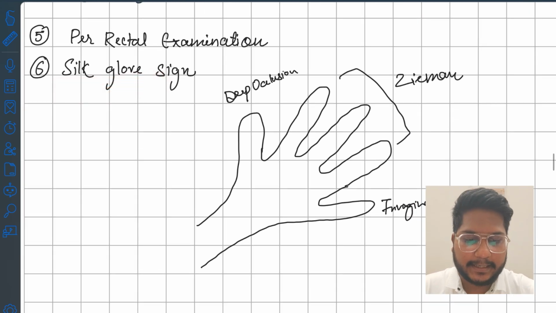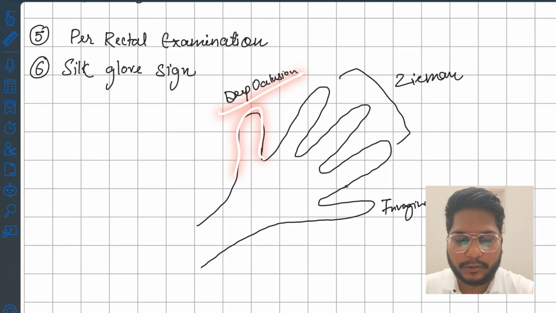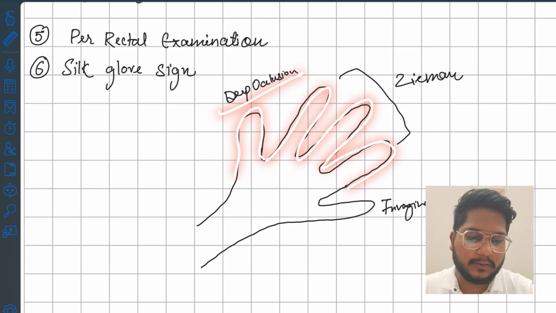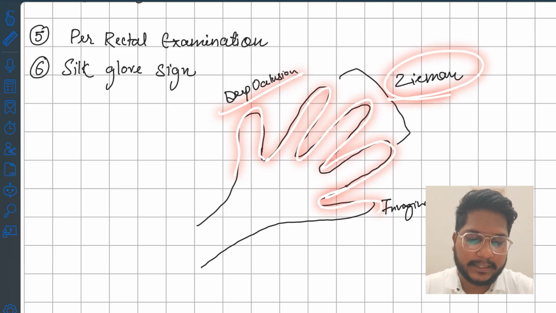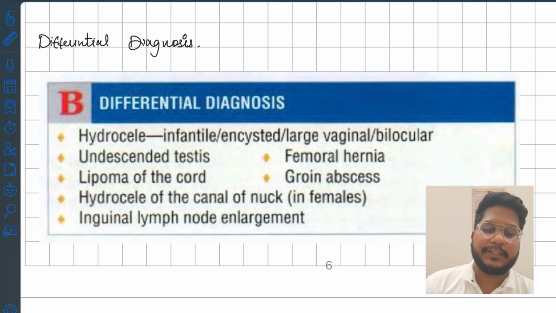So this is a hand, and these three important tests are given here. Through the thumb we do the deep ring occlusion test, with these three fingers we do the Ziemann test, and at the end we use our little finger for the invagination test. Now the differential diagnosis.